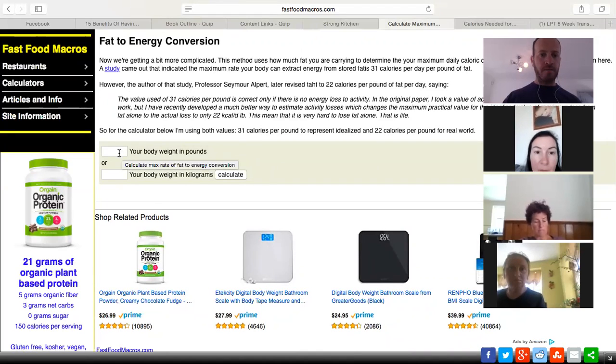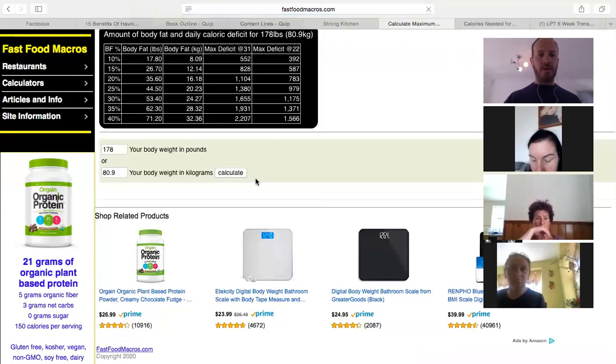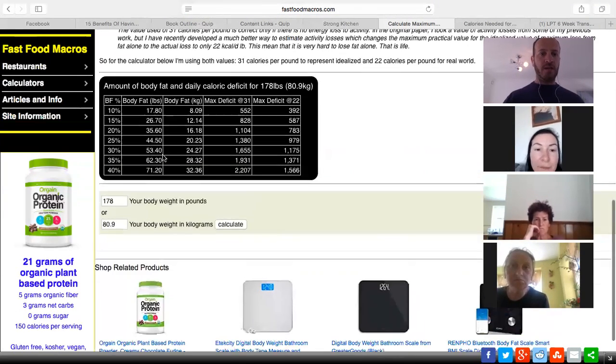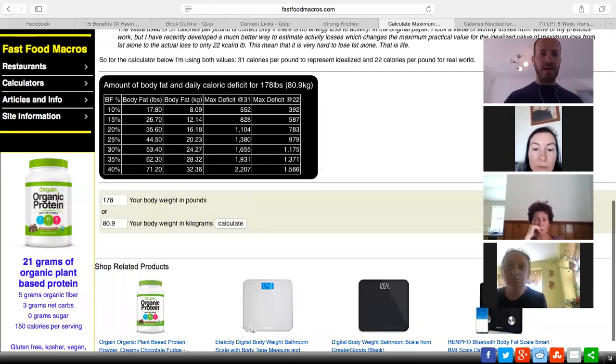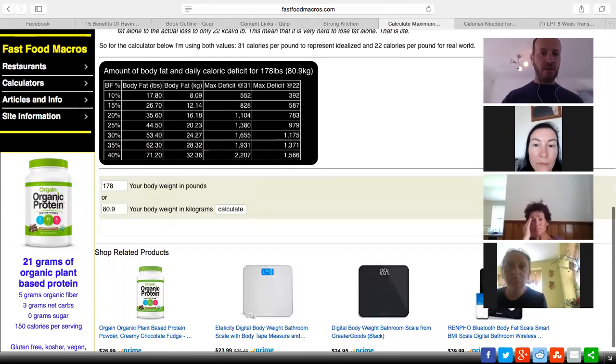So my body weight in pounds, I think it's 178, or you can put it in kilograms if you want, and you just click calculate, and then you get this graph that comes up like this, and it says the amount of body fat and daily calorie deficit for a 178 pounds male person, and then you just find your body fat percentage. So for me, the closest there is the 20%, and then I come over and I can see that based on the calculation that we went through, okay, I can burn a little bit over 1,000 calories, okay, before I go into muscle, okay.